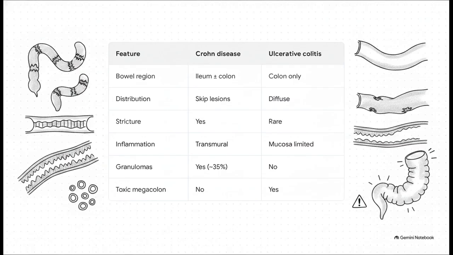Strictures? Very common in Crohn's, due to that thick, rubbery wall we talked about, but pretty rare in UC. The inflammation itself is full-thickness transmural in Crohn's, but limited just to the mucosa in UC. Granulomas? Yes in Crohn's, absolutely never in UC. Finally, a major clinical complication to differentiate the two, toxic megacolon. This is a dangerous, life-threatening risk that is primarily associated with ulcerative colitis, not Crohn's.